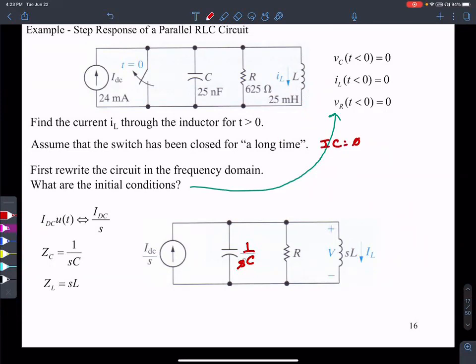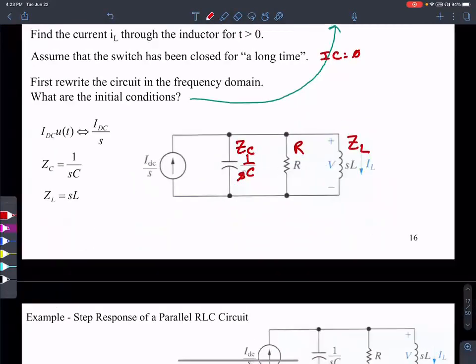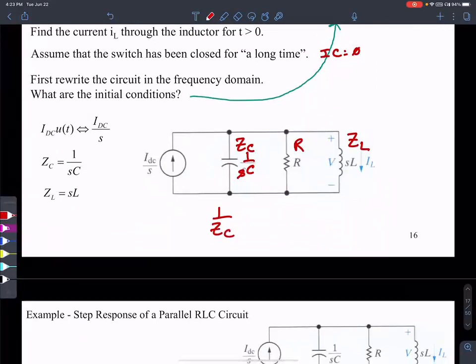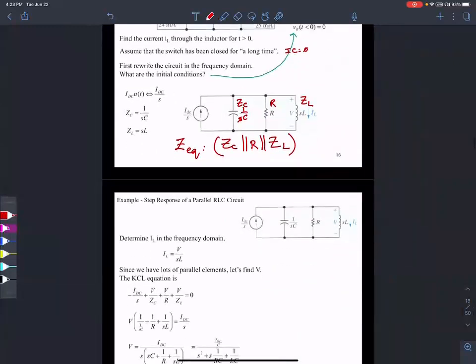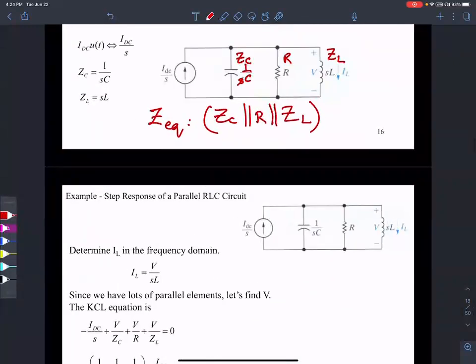Then it's simply a matter of you call this ZC, you call this R, and you call this ZL. You have ZC in parallel with R, in parallel with ZL. So it's easy to find the Z equivalent. Once you have the Z equivalent, you should be able to find the V.